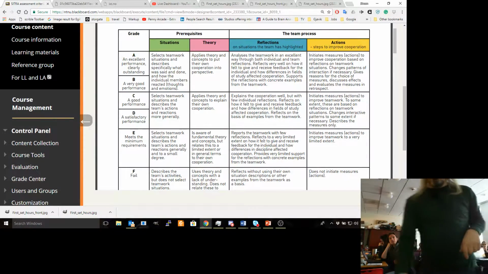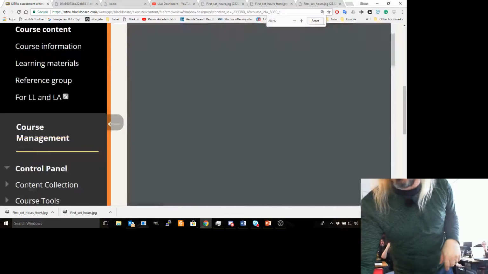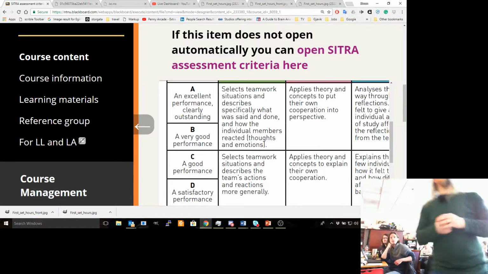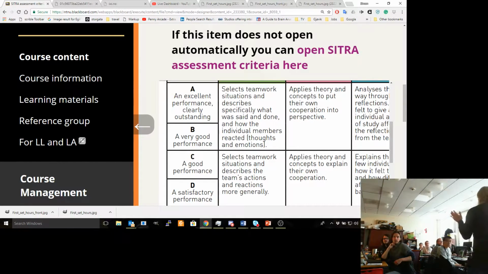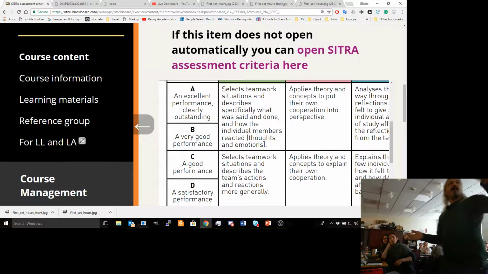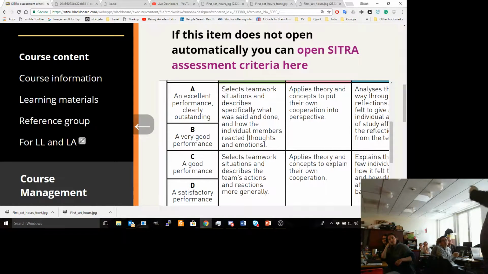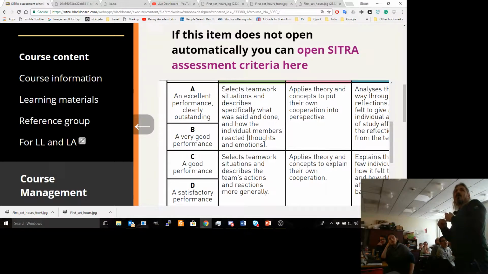Right? So in your actual course, you are graded, and we use this for grading. If you want an excellent grade when you've written your team reflections, they put A and B together, so I'm not sure why, apparently there is no way to tell the difference between an A and a B, except one is an excellent performance, clearly outstanding, and B is a very good performance. But the situations: selects teamwork situations and describes specifically what was said and done and how individual members reacted.